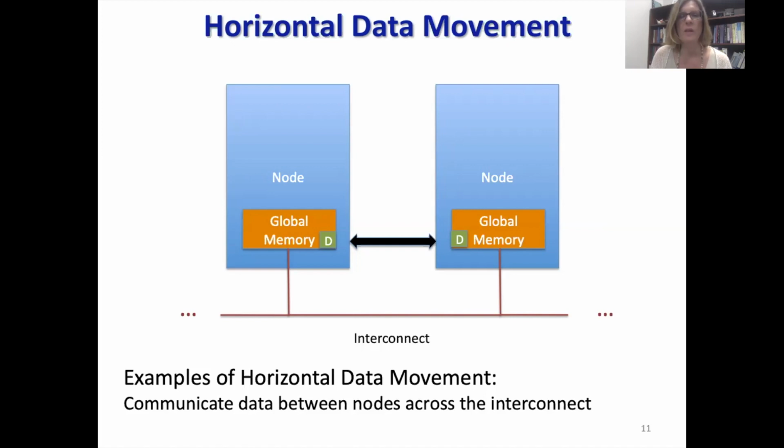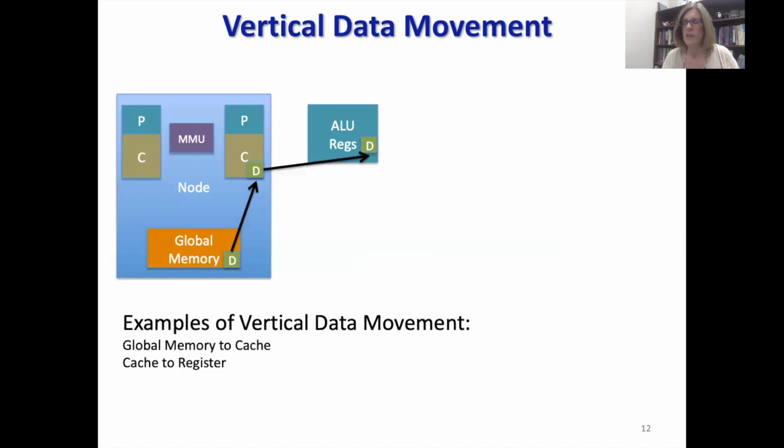So we call this horizontal data movement. An example of horizontal data movement is communicating data between two nodes across the interconnect. Within a node, the memory wall soon reared its head, the result of the performance divergence of processing and memory speed. This raised concerns about moving data vertically through the memory hierarchy.